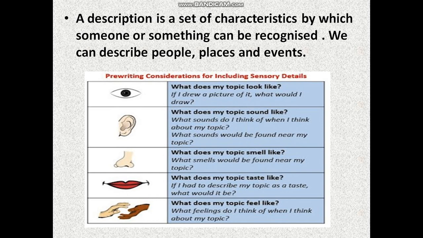So what is a description? It is a set of characteristics by which someone or something can be recognized or can be properly explained, I would say. We can describe people, places and events, again keeping in mind those five sensory details: how they look, if it's a person, place or an event, how it sounds, smells, tastes and even feels. All right.